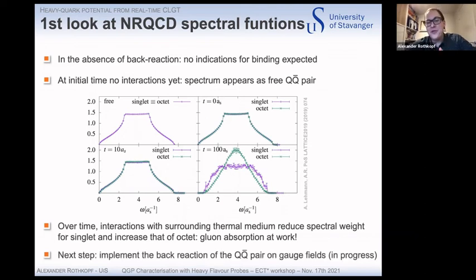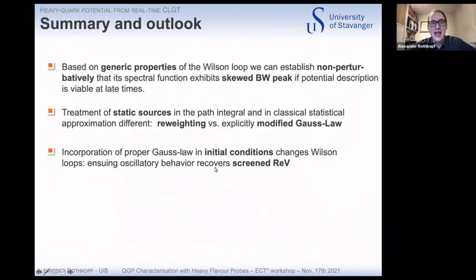And the next step, of course, is to implement the back reaction of that Q-cube pair onto the gauge fields. And then we will hope that this spectral function will eventually show signs of binding. And with that, I would like to summarize. I hope to have been able to show you that based on very generic properties of the Wilson loop, we can establish non-perturbatively that its spectral function exhibits a skewed Breit-Wigner peak if the potential is actually viable at late times.